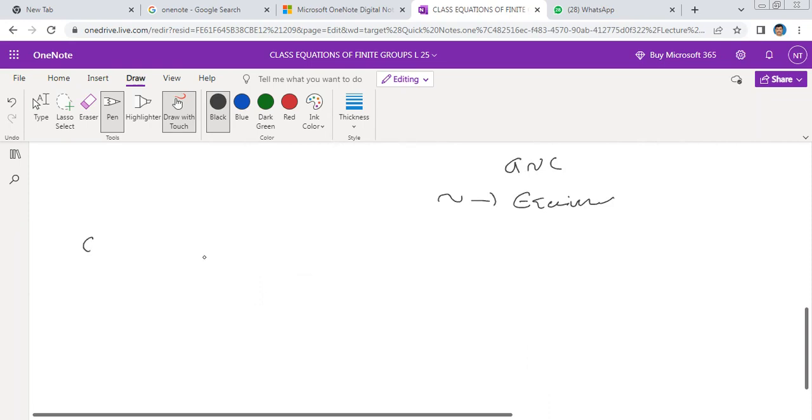Next, I want to go for conjugate class. We previously discussed conjugate elements. Now I am taking conjugate class.